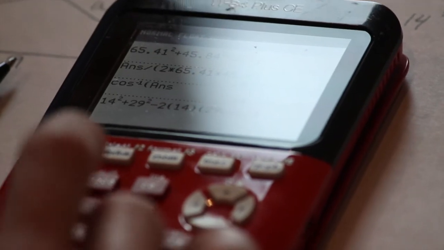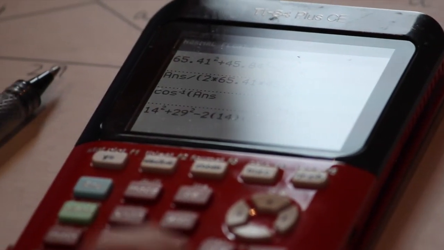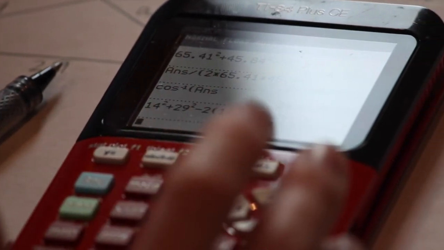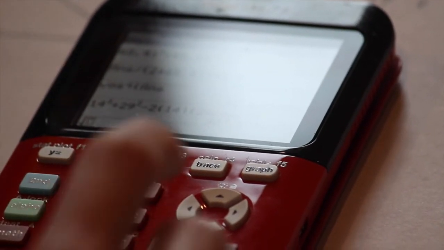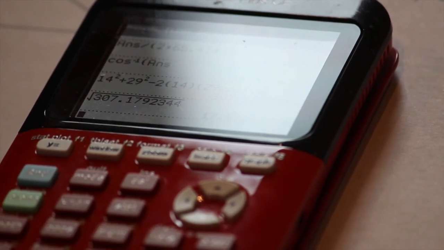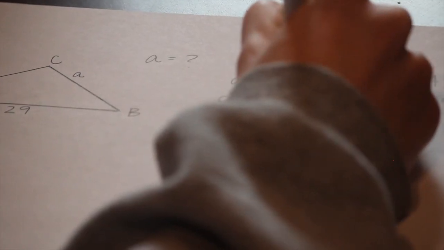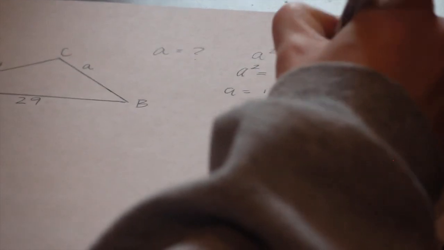So let's see, what do we got here? We got 14 squared plus 29 squared minus 2 times 14 times 29 cosine of 26 degrees equals 307.179. But wait a second, that's a squared. So to solve for A, what do we do? We are just going to take the square root of our answer. And you get 17.526. So what does side A equal? Side A equals 17.52, and actually you'd round, so it's 17.53.